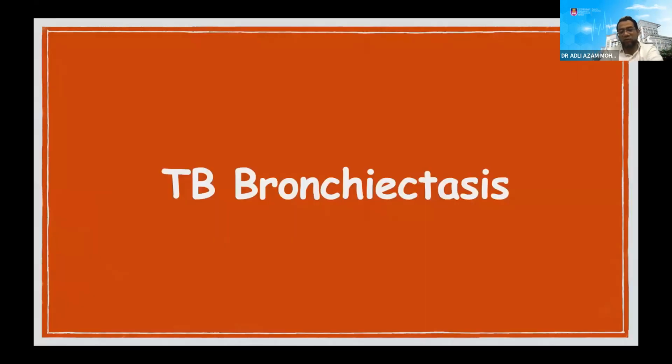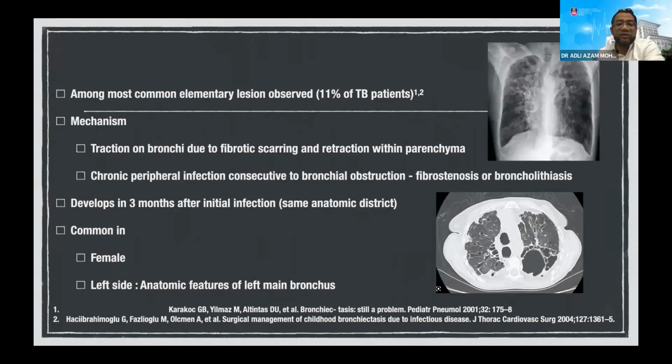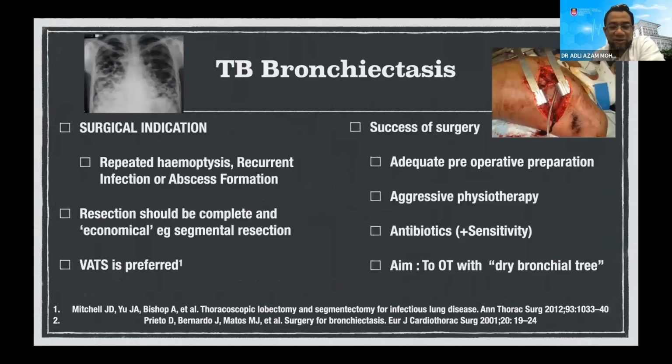I'll just go through a few conditions in TB where we can offer surgery. For example, TB bronchiectasis, which is among the most common elementary lesions observed, up to 11% in TB patients. The mechanism is traction on bronchi due to fibrotic scarring and retraction within the parenchyma, because it's a chronic peripheral infection consecutive to bronchial obstruction, so you get fibrostenosis or broncholithiasis. It can develop within 3 months after initial infection, and is common in females and on the left side because of the anatomic features of the left main bronchus. In TB bronchiectasis, the surgical indication can be repeated hemoptysis, recurrent infection, or abscess formation, and resection should be complete and economical, what we call a segmental resection.